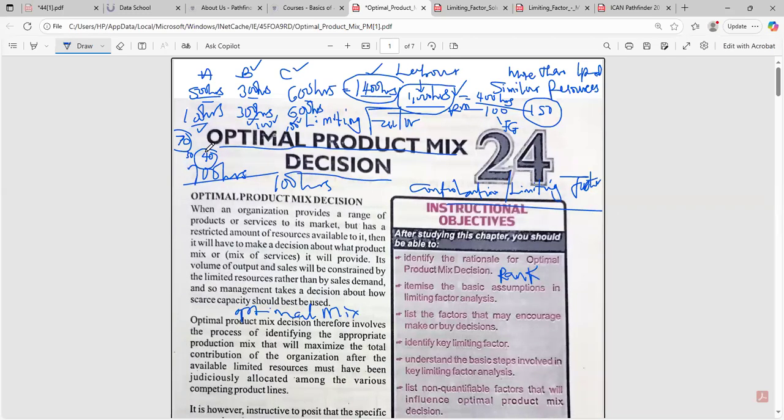That is why they call it optimal mix. The mix there is the quantity you are able to produce. So we are able to produce 100, 100, 40. That's the mix.